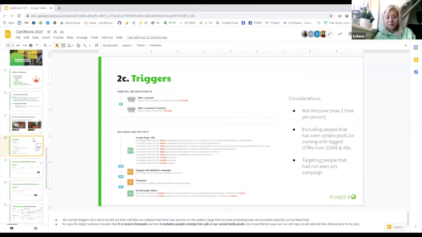Next thing was the triggers. This was the part where it's possible to run into a bit of trouble. First of all, we wanted to limit the number of times a person can see the pop-up, so it was a maximum of 1 time per visitor. We wanted to exclude people already coming from external links, like posts from our social media tagged with UTM tags, or coming from an email journey, or from an ad.